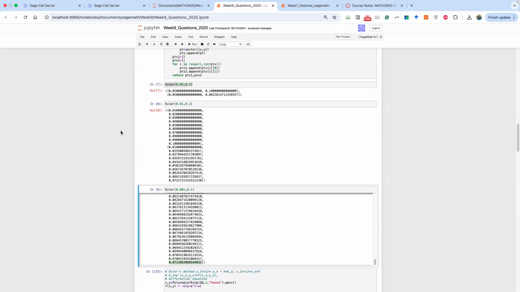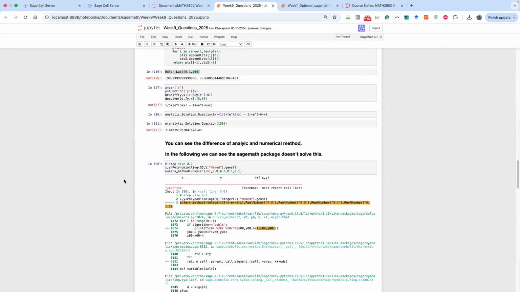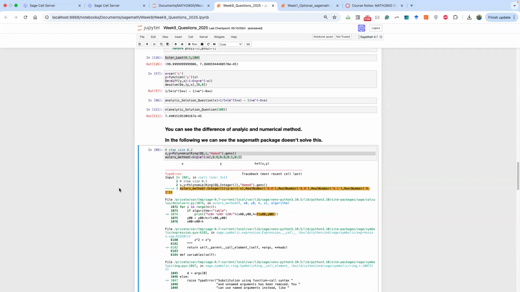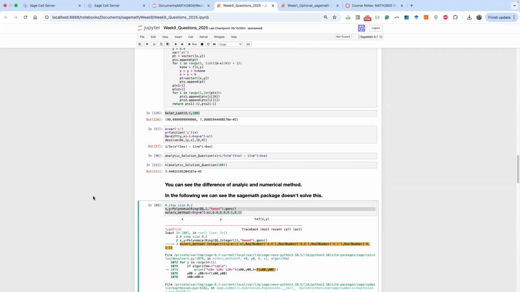Now, it's stiff to handle this ODE, but how about using the package? Let's use the package. If we use the package, you will see that there is a problem here. The package won't be able to do this question. By the way, if we want, we can still use DE solve and get the analytic solution.